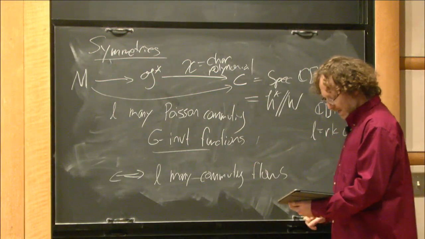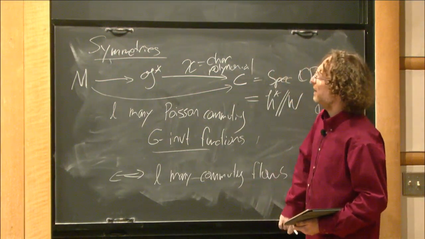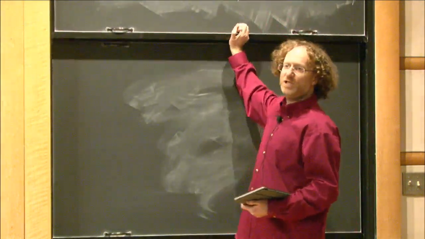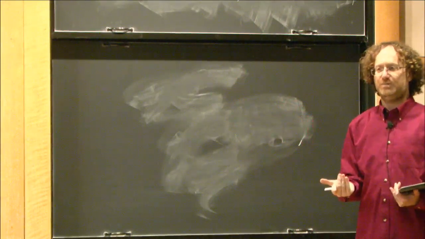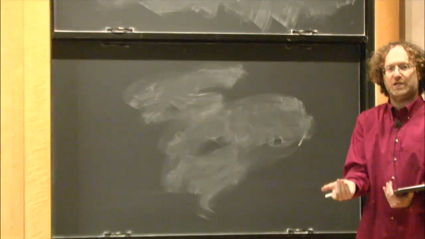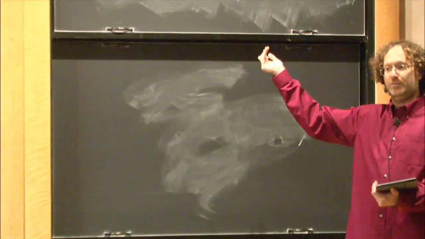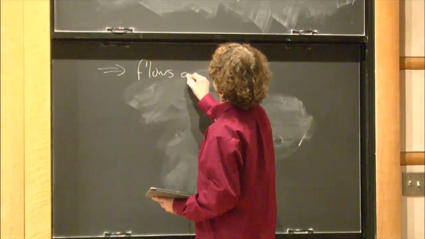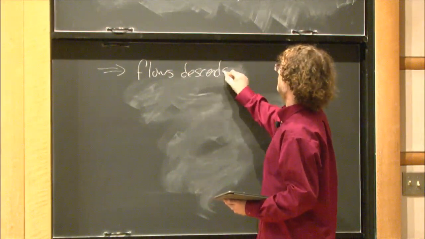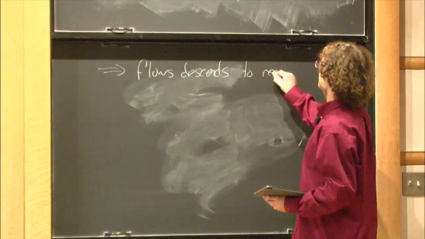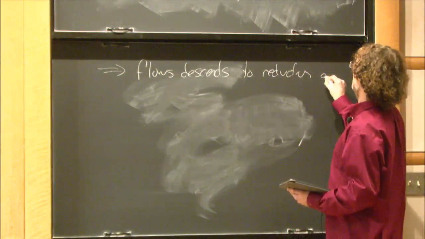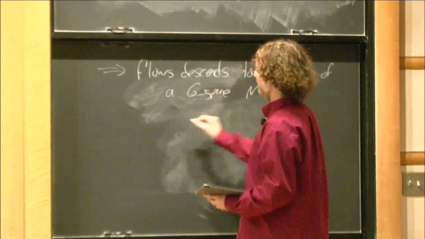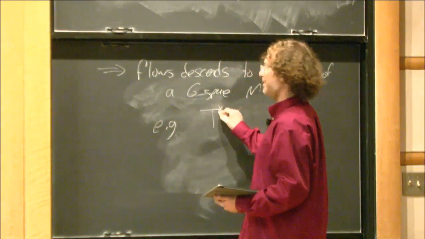Now since these are G invariant commuting flows, I could have started with a G space, but now I can do any operation on this G space that commutes with the G action, and I'll still get these flows. They're invariant under the entire group G. So this whole structure descends to any Hamiltonian reduction of a G space M. So for example, you could start with the kind of spaces that appeared in Akshay's talk.